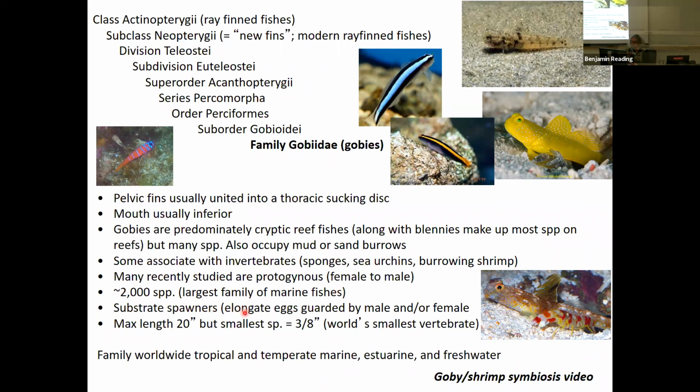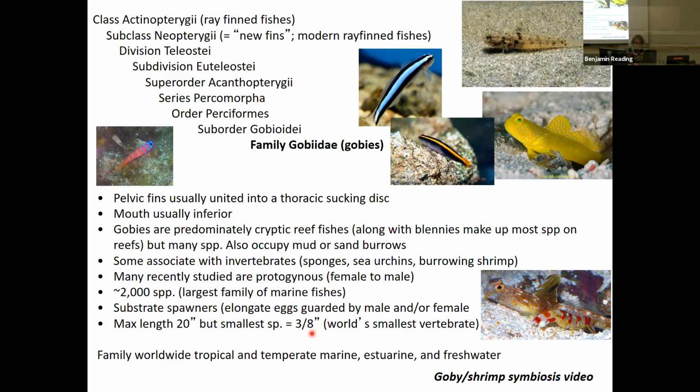Substrate spawners, they have these weird shaped eggs that are sort of long shaped eggs that they lay in a nest, and the male or the female may guard this nest. It's species specific. So one or the other might guard the nest, but there is parental care there. External fertilization with parental care. Max length 20 inches, but really the smallest species is only 3/8 of an inch long.